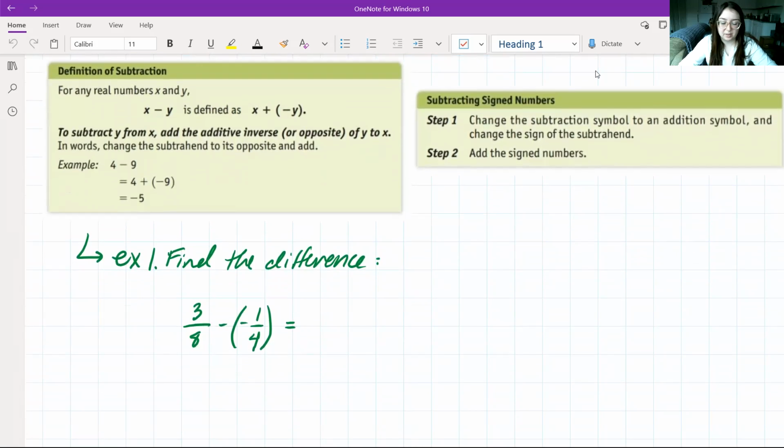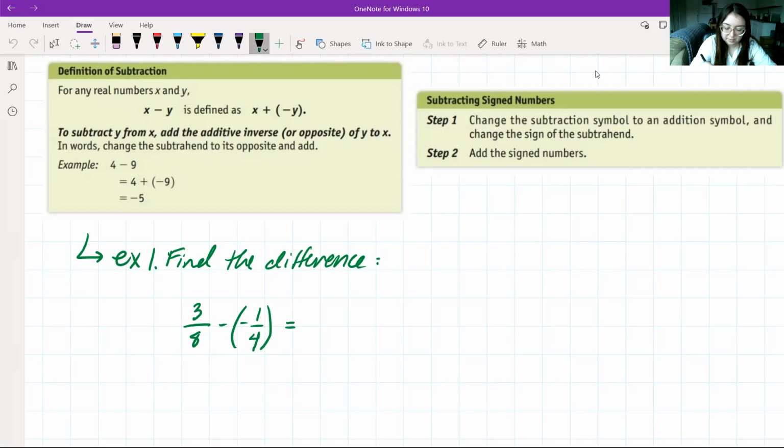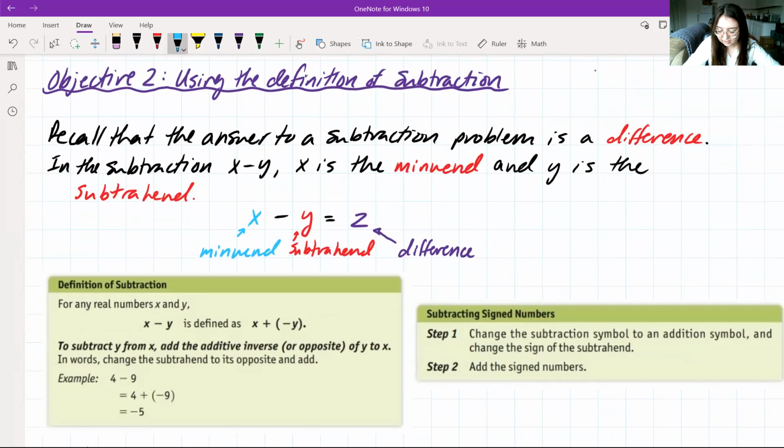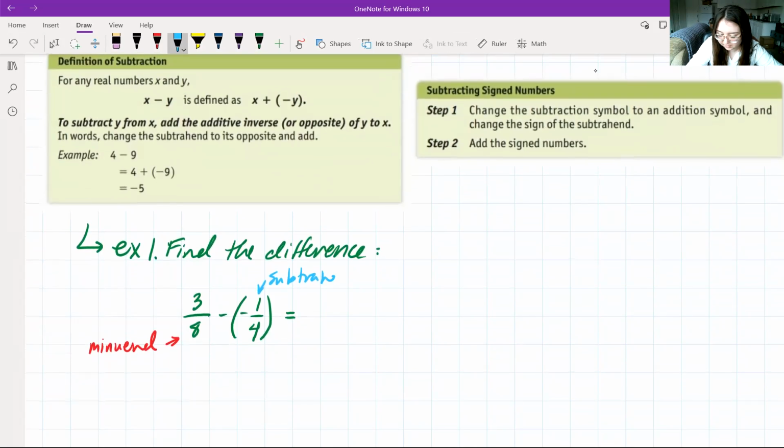So let's do an example. We want to find the difference of our numbers here: 3 divided by 8 minus negative 1/4. Just to help us label, our 3 divided by 8 is our minuend, and our negative 1/4 is our subtrahend. Subtrahend, yes. Couldn't remember if there was an H in there. All right, so we have our minuend and our subtrahend.